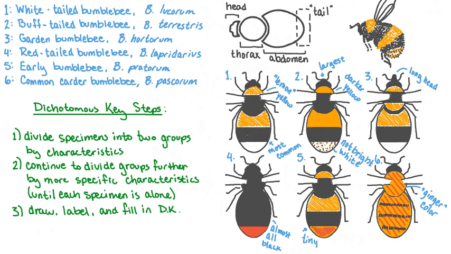Then they'll continue to divide the groups further until each specimen is in its own category. The last step is to draw, label, and fill in the new dichotomous key. At this point, you might want to pause the video and see if you can make this dichotomous key on your own. Go ahead and see what you come up with.